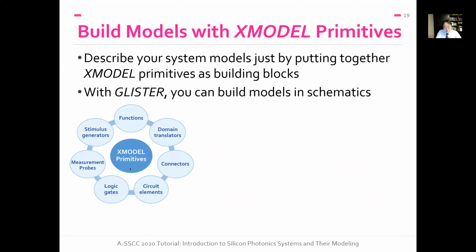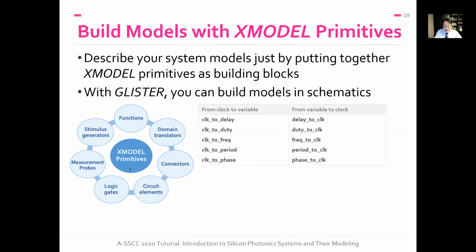So I talked about these primitives. If you want to model photonics, analog, and digital all in the same simulation platform, we not only need a primitive for photonic elements, but we also need them for analog. Well, digital is already there in SystemVerilog, right? So there are 7 more categories of primitives in XMODEL. Just to walk you through what they are.